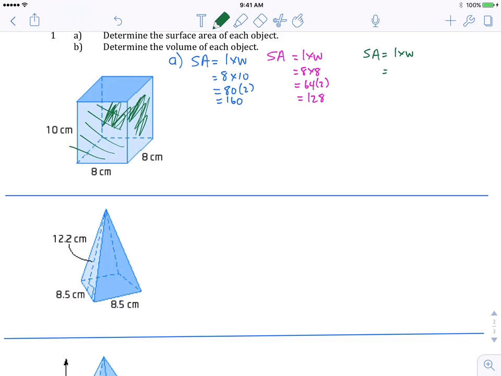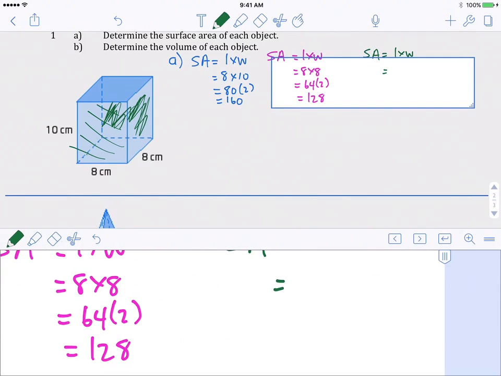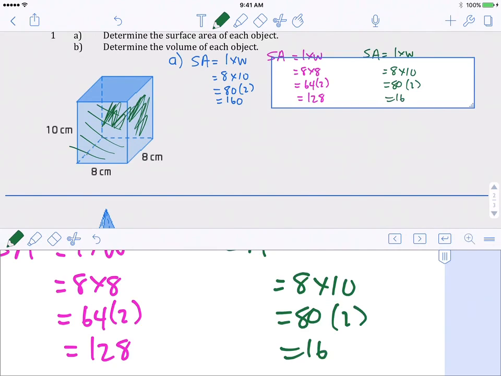Those have the exact same dimensions. That's also 10 by 8. So we're going to go ahead and put that in, show our work. 8 by 10 equals 80, and that's times 2, which is 160. And then we want to add everything together. The 160 and 160 is 320 plus 128. That's 448, I believe. 320, 420, 30, 48. 448.